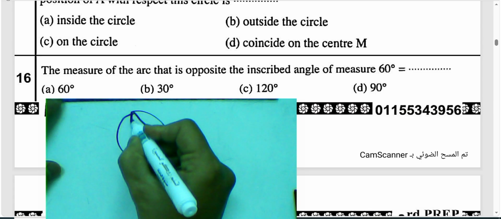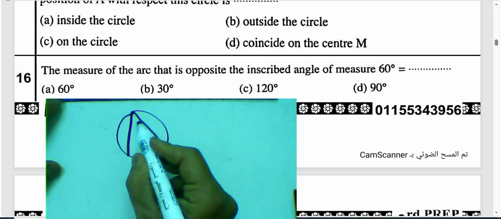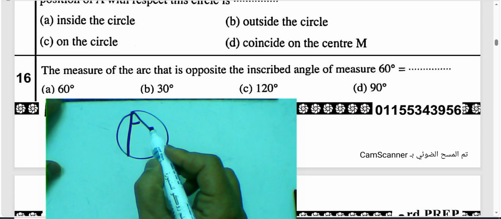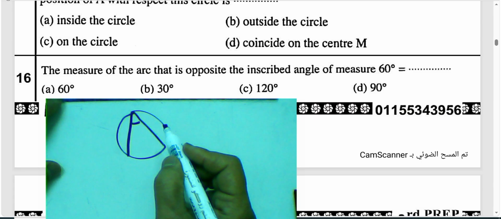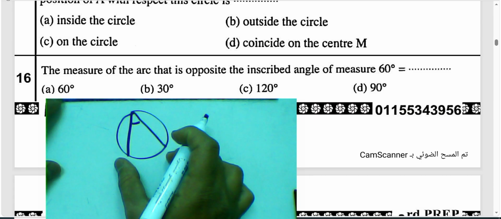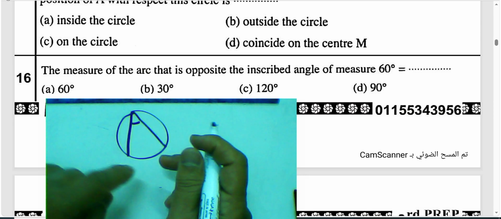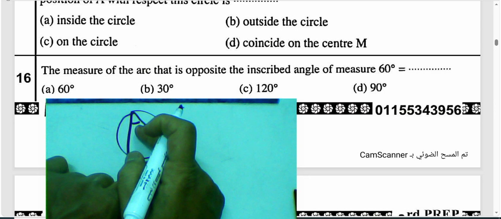It's an inscribed angle, and he asked me to find the measure of the arc that is opposite the inscribed angle of 60. No, he asked about the measure of the arc. Yes, what is the measure of the arc opposite that inscribed angle of 60 degrees?